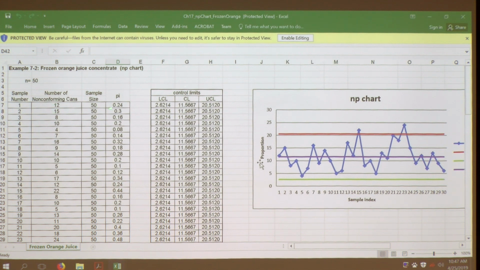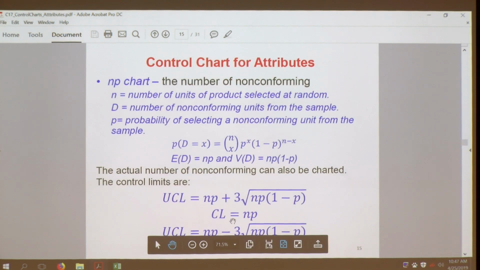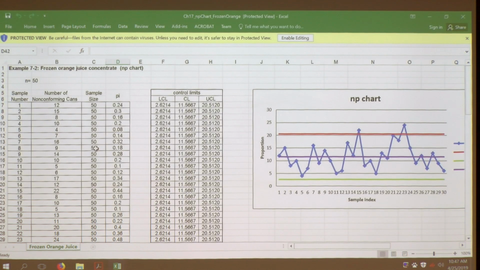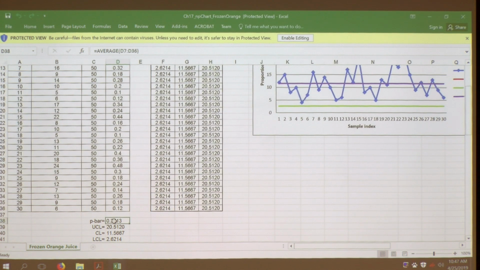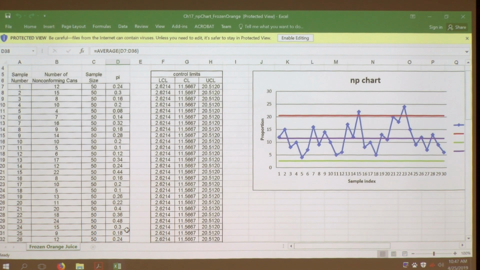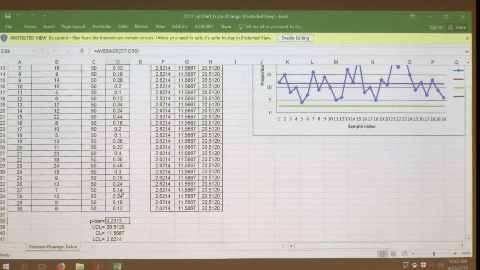Now, instead of monitoring the fraction of non-conforming, pi, we're going to monitor the number of non-conforming. So for the number of non-conforming, the first one we need to calculate is NP. N is the number of units. So now let's first calculate P bar. So this is P bar. P bar is the average of this column.